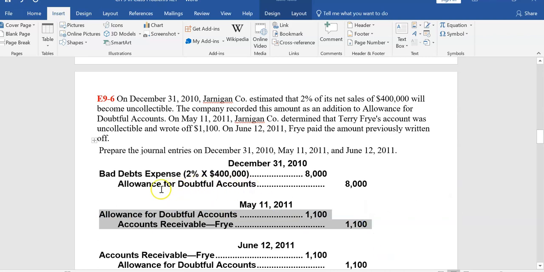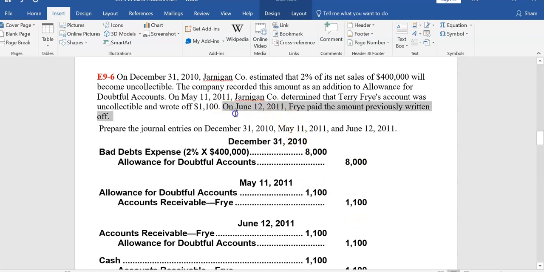Essentially what's happening here is when we recorded the allowance for doubtful accounts adjusting entry, we make the assumption that this is one of the bad debts that we had prepared that entry and recorded the expense for. So if we are now writing it off, we no longer need $1,100 in the allowance account because the account is now written off.